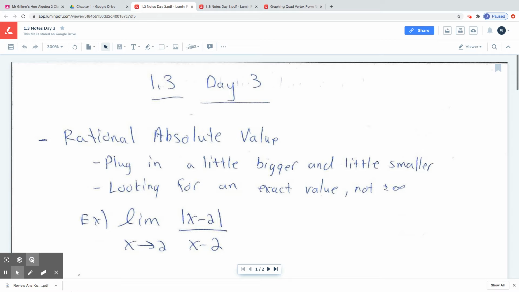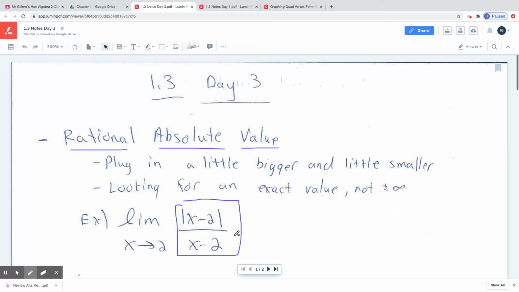All right. So the next type is what we call a rational absolute value. What is a rational absolute value? Well, rational means a fraction, and absolute value is what you would expect, an absolute value. So this is an example, the absolute value of x minus 2 over x minus 2, being a rational absolute value.